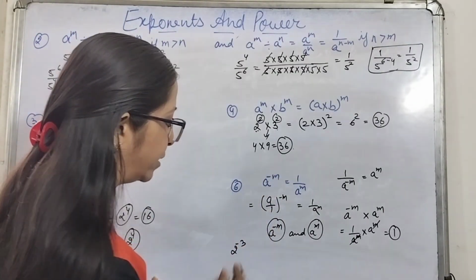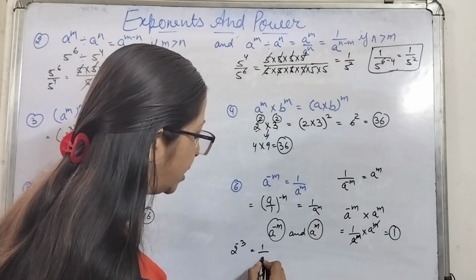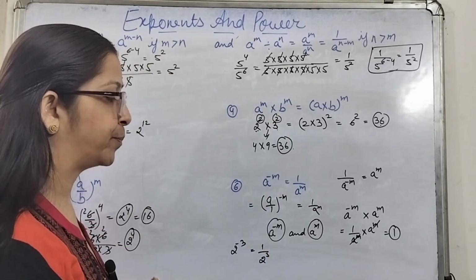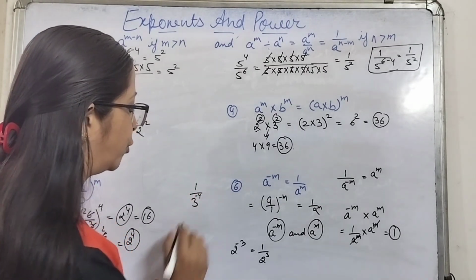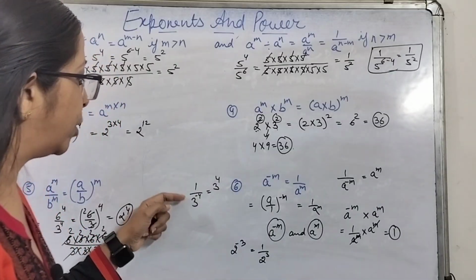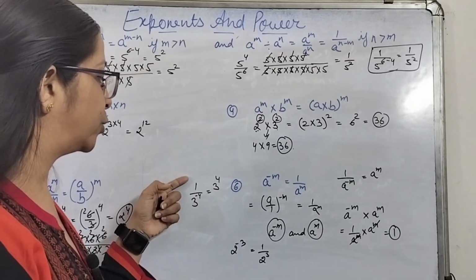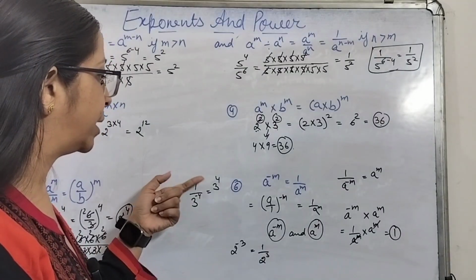2 raised to the power minus 3. If this is the question, how can we write this? It could be written as 1 upon 2 raised to the power 3. If your number is 1 upon 3 raised to the power minus 4, this could be written as 3 raised to the power 4. From the denominator, 3 will come in the numerator and the power will become positive. Instead of negative, it will become positive.